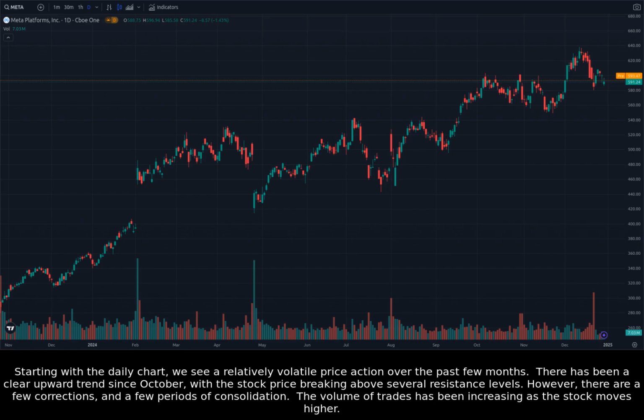Starting with the daily chart, we see a relatively volatile price action over the past few months. There has been a clear upward trend since October, with the stock price breaking above several resistance levels. However, there are a few corrections and a few periods of consolidation. The volume of trades has been increasing as the stock moves higher.